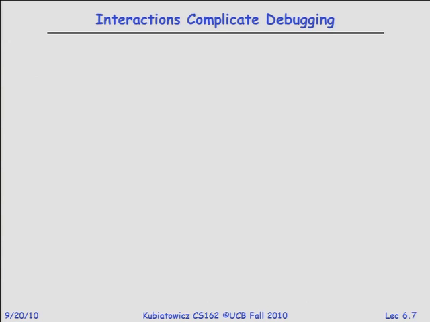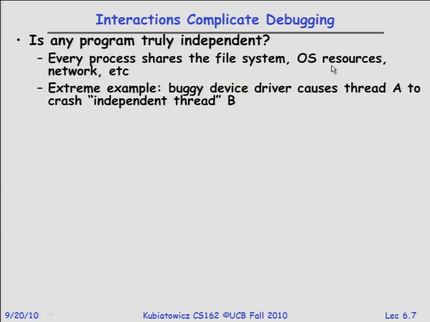Is any program truly independent? Okay, and I was trying to indicate to you that perhaps it's not. File systems are shared, operating system resources are shared. A great example here is a buggy device driver: something that thread A does with that device driver causes B to crash. And this probably happens to you more than you'd like.